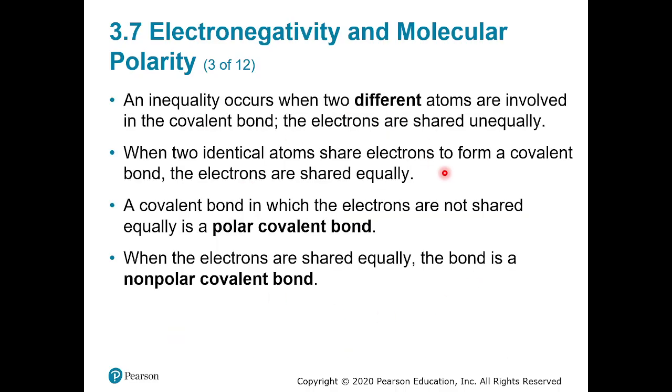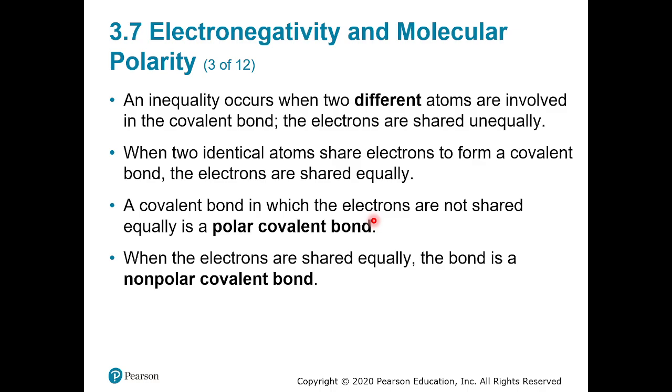Okay, so the inequality is going to occur when two different atoms are involved in your covalent bond. The electrons are going to be shared unequally when it's two different atoms. When two identical atoms share electrons, they'll form a fully covalent bond that they're shared equally in. Okay? The covalent bond in which the electrons are not shared equally is called a polar covalent bond because it has two poles. It has a positive and a negative end.